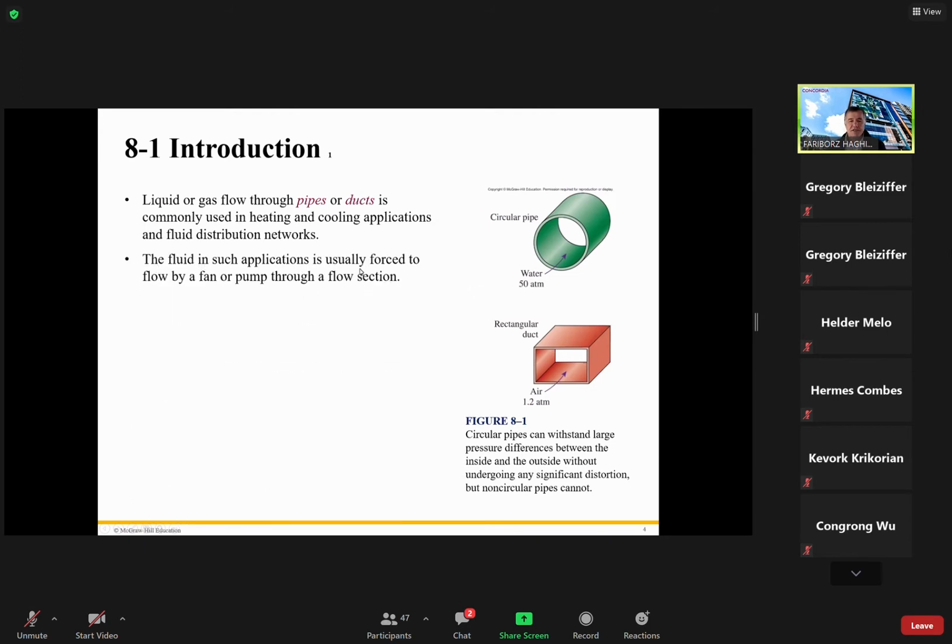In such applications, in order to bring the fresh air to your room, to the mechanical system, we have a fan. That fan pushes the air. And the air passing, the water passing, going through the boiler or chiller and so on, we are using a fan, a pump to push it through the pipe. That's why we call it forced convection. There's an external force pushing the fluid through the system.